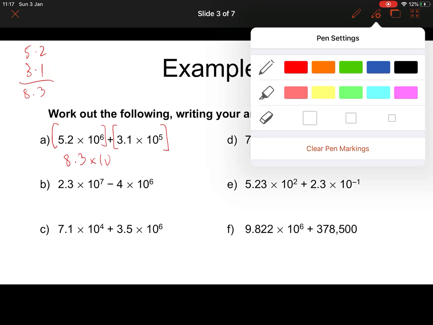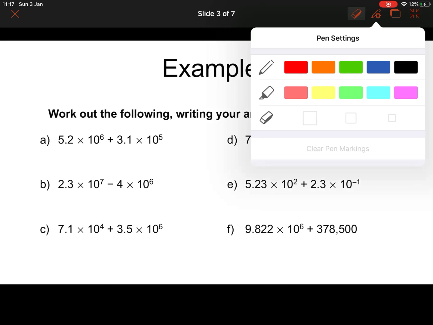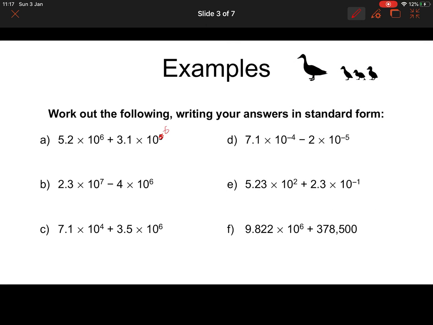So we need a slightly different strategy here, okay? What we need to do is make it so that the powers of 10 are the same as each other. We have two options. We can either change this to a 5, or we can change this to a 6. Okay?